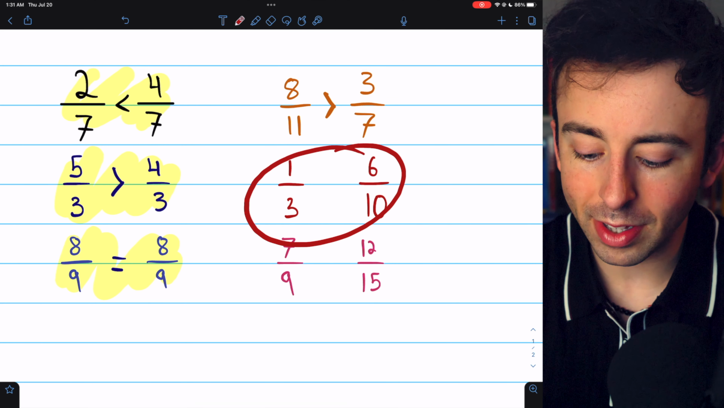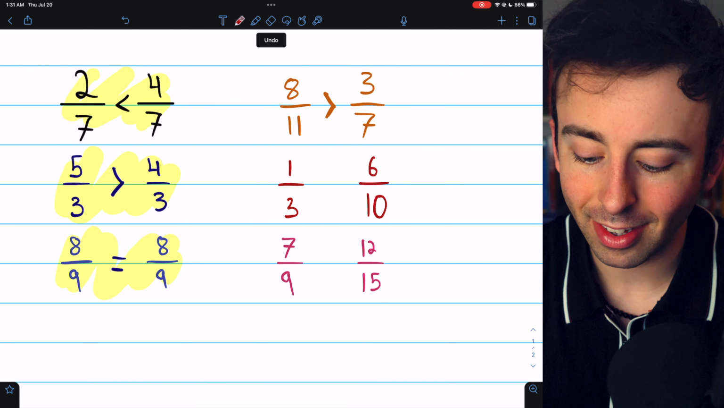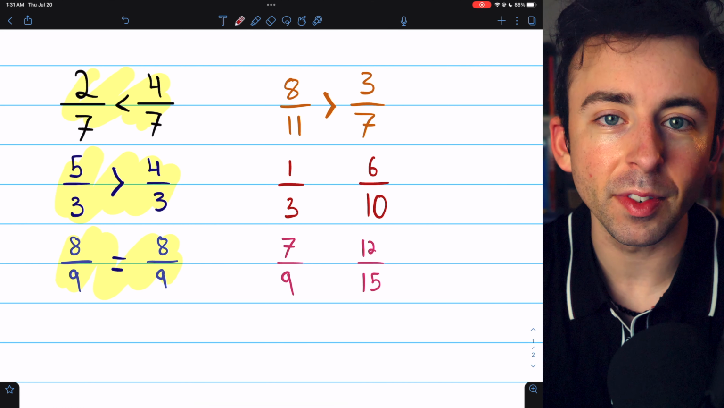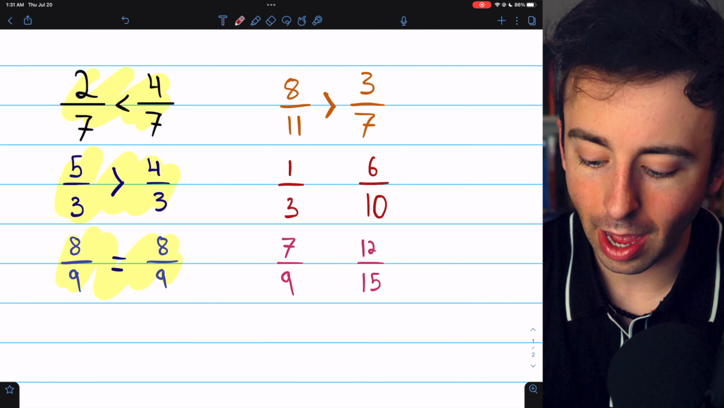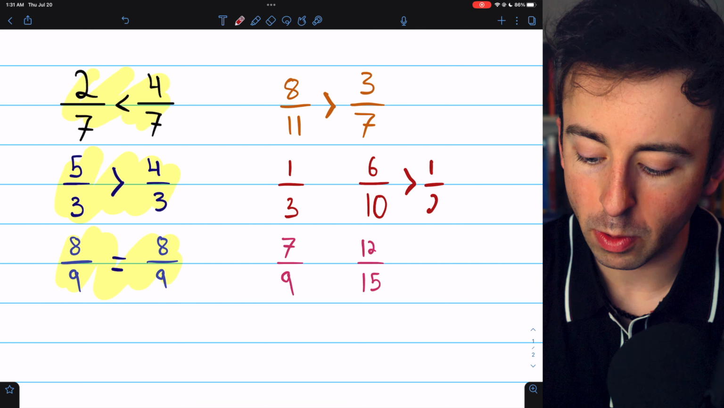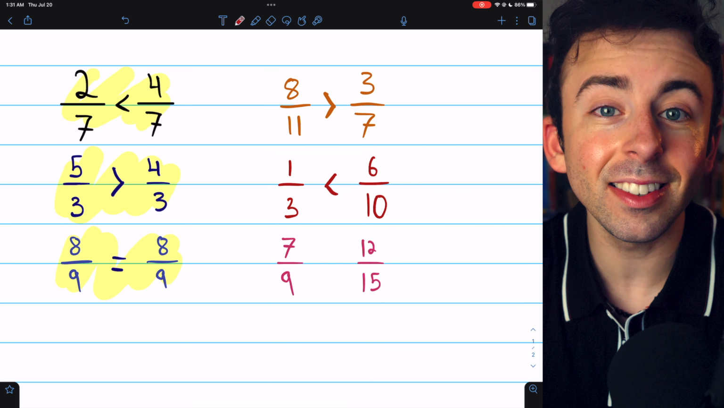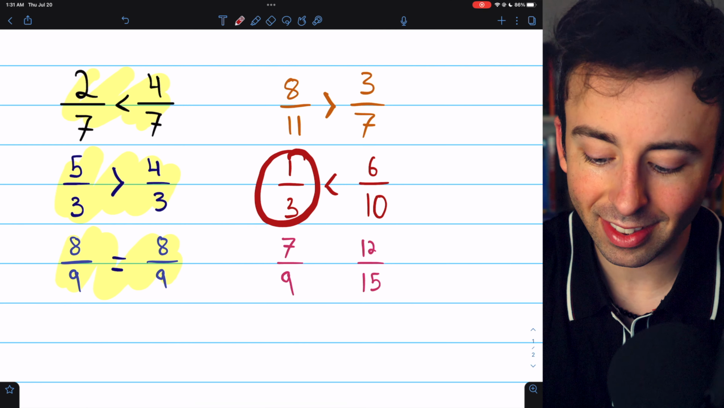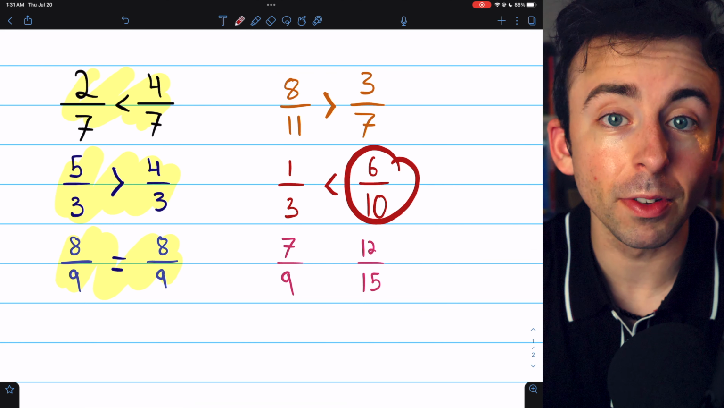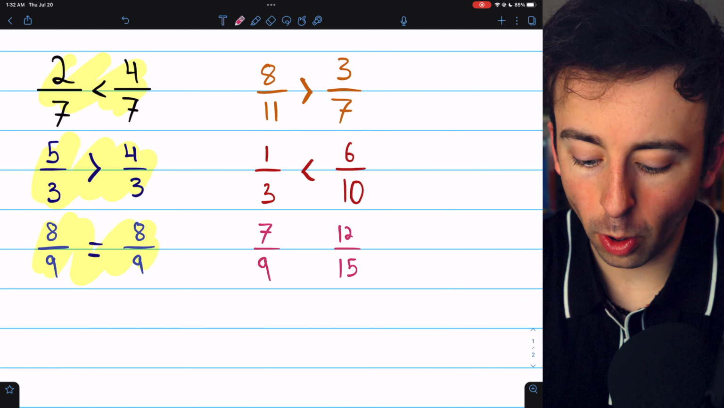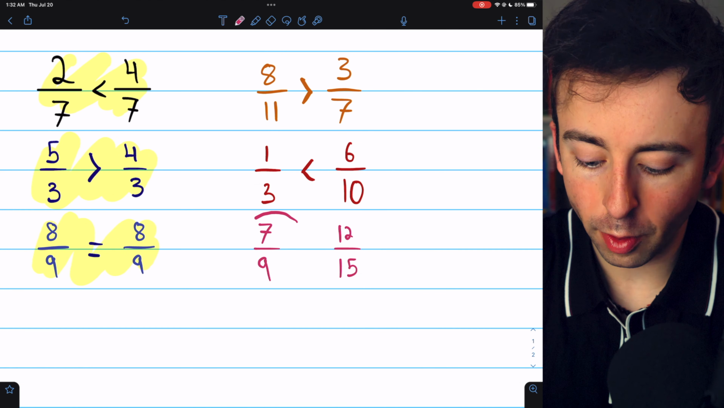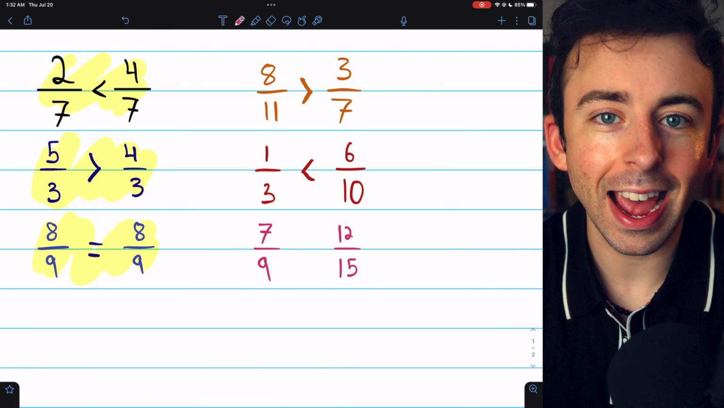In this example, we see that 1 is less than half of 3. So 1/3 is less than 1/2. But 6 is greater than half of 10, since half of 10 is 5. So 6/10 is greater than 1/2. And thus, 1/3 must be less than 6/10. This guy's less than 1/2. This guy's greater than 1/2. The shortcut doesn't work for a problem like this because 7/9 and 12/15 are both greater than 1/2.